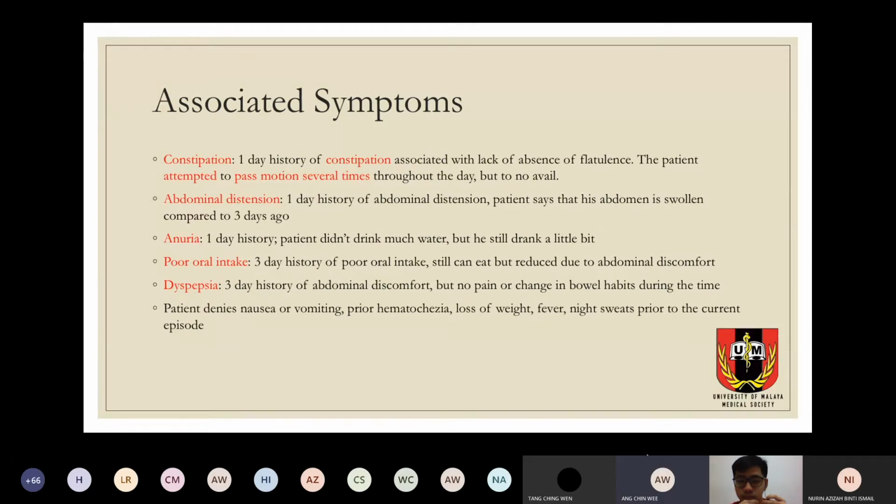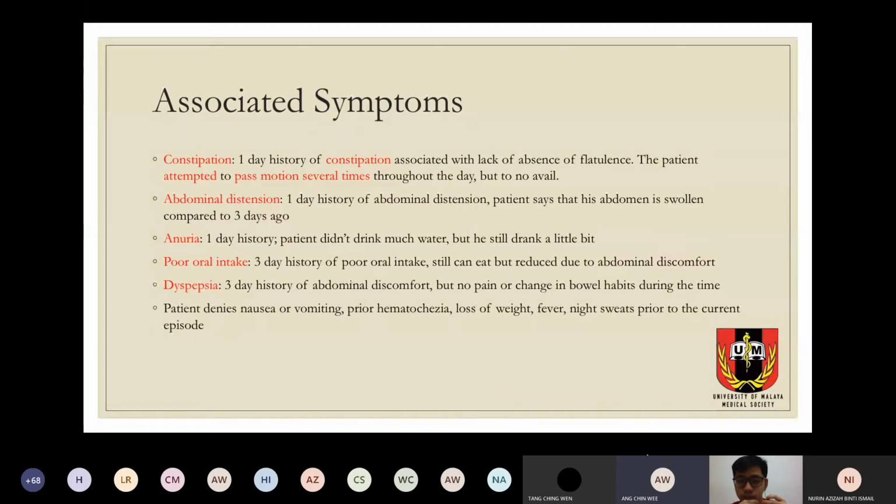Anyone want to try? So absolute constipation, from what I read, is a lack of passing motion plus flatus. Correct. So absolute constipation is completely nothing coming out per anus.